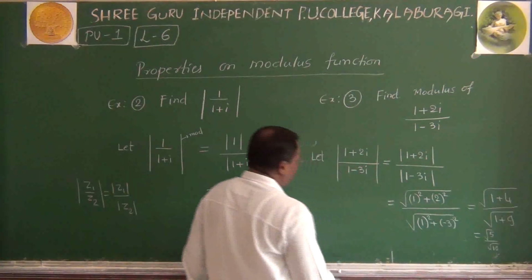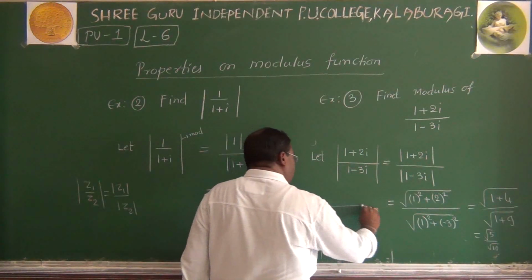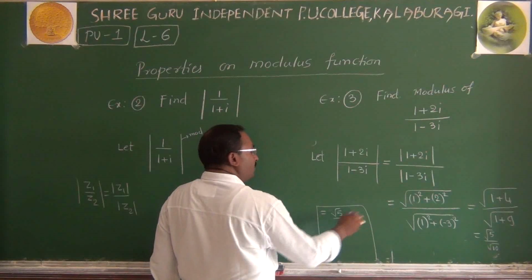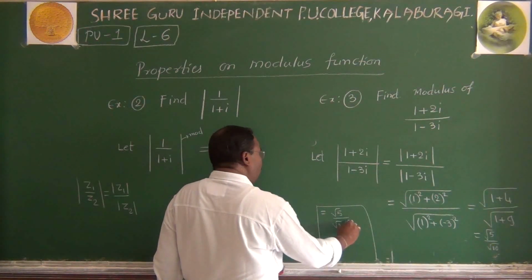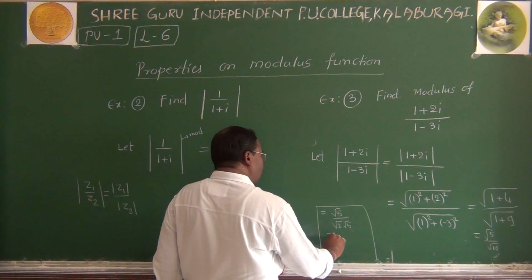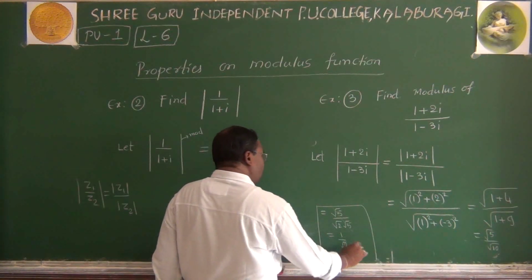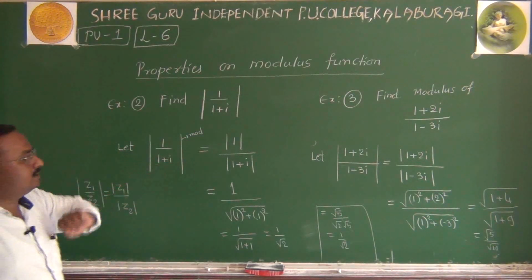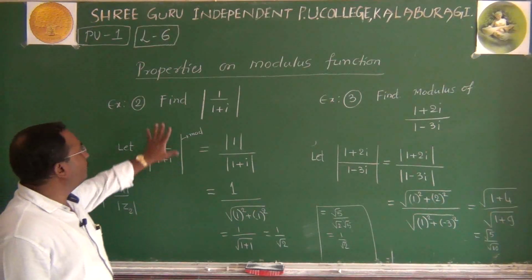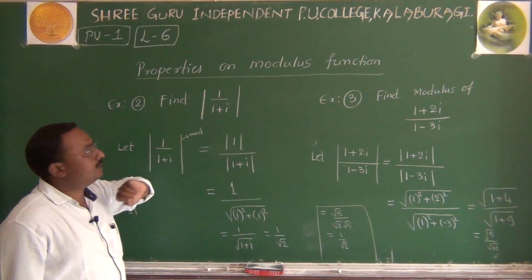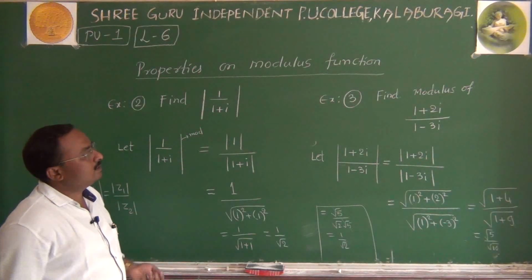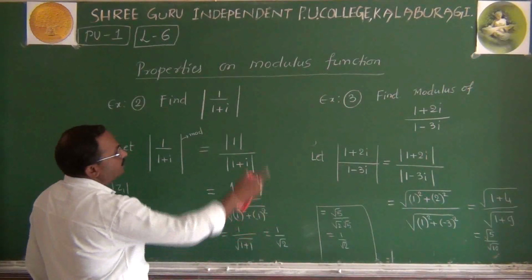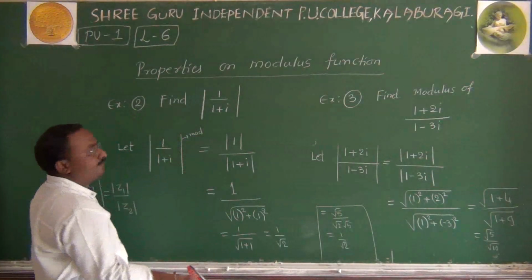That is enough. For extra point of view, root 10 can be written as root 2 times root 5, the root 5 cancels, and it is 1 by root 2. This type of example helps with the theory plus CT. That is the modulus of 1 by 1 plus i, and the modulus of 1 plus 2i divided by 1 minus 3i. Both types are asked: find the modulus, or symbolically.